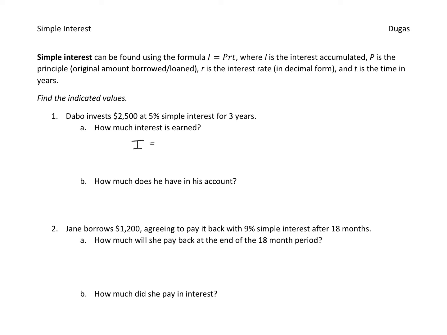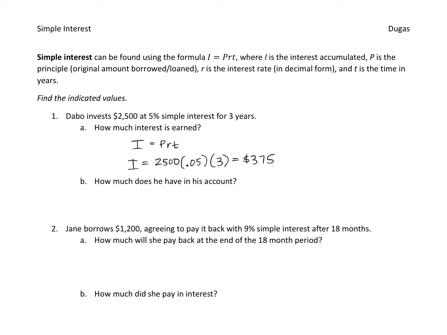So for the interest, we're just going to use the formula and plug in what we know. So he invests $2,500, that's the principal. The rate is 5%, and as a decimal, that's 0.05. Remember, you can find that by dividing by 100 or moving the decimal over twice to the left. The years is the time, so that's 3, and that will give us the amount of interest earned on this account. When we multiply those together, we get $375. So $375 is the amount of interest that's earned.